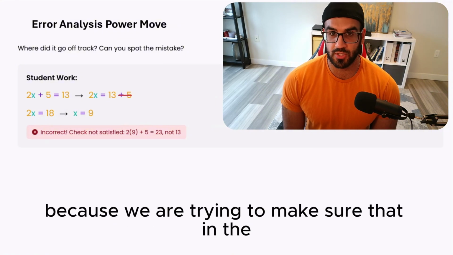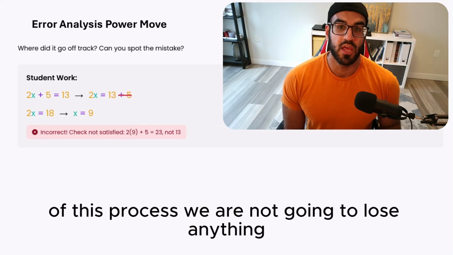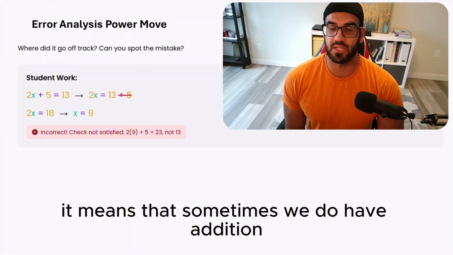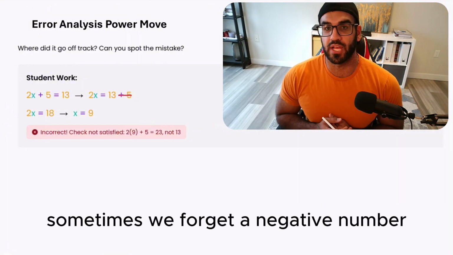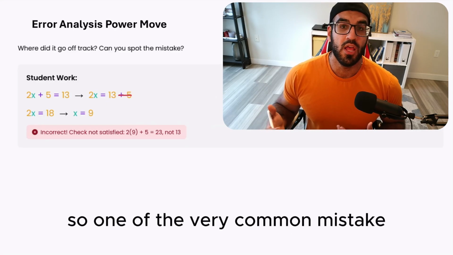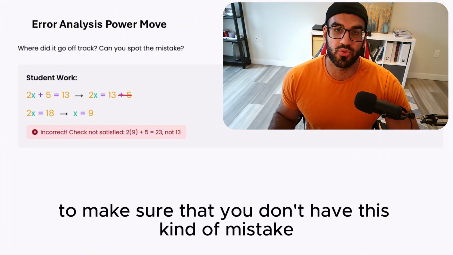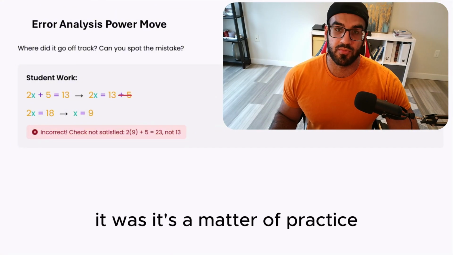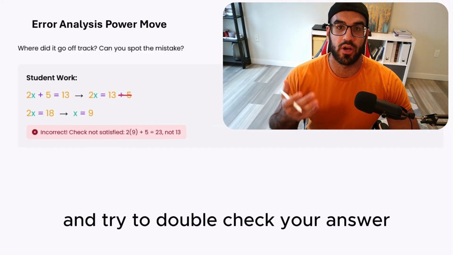Because we are trying to make sure that in the middle of this process, we are not going to lose anything. Sometimes we have addition and we do the subtraction, sometimes we forget a negative number, sometimes we do the multiplication completely wrong. So one of the very common mistakes, if you want to make sure that you don't have this kind of mistake, is a matter of practice, and try to double check your answer.